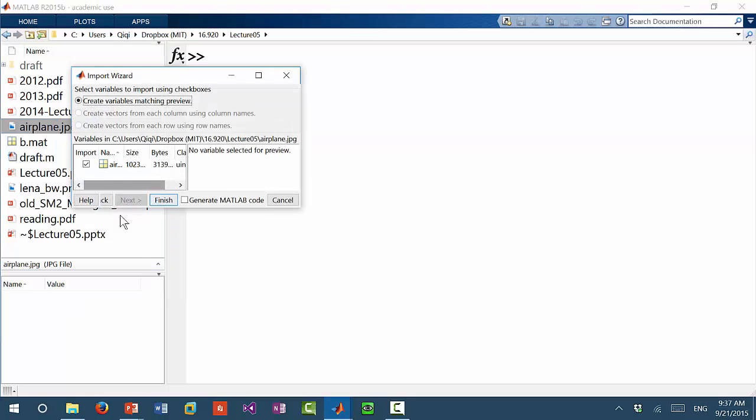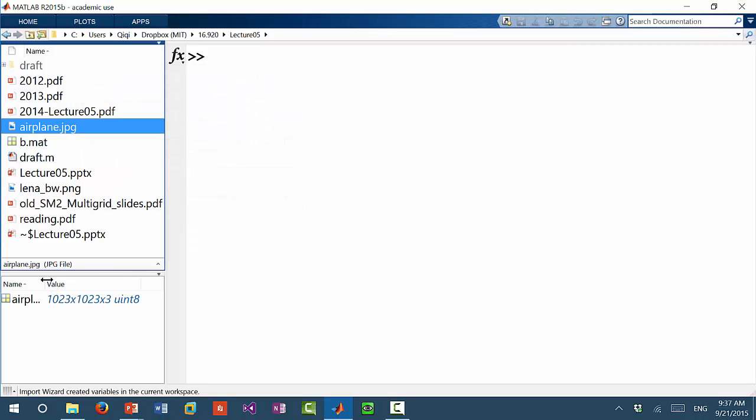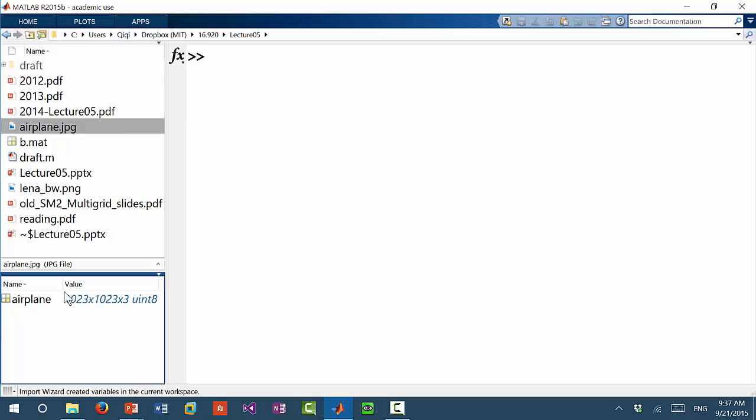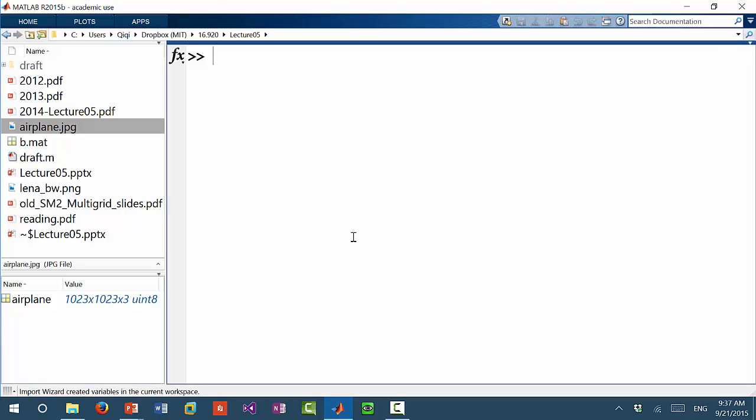So import data. Okay, finish. I get an array called airplane, a 1023 by 1023 by 3 matrix. All right. So let's say U exact, our exact solution, is equal to zeros of 1025, that's the dimension of the matrix plus 2 because I also need boundary conditions. That's my U exact.